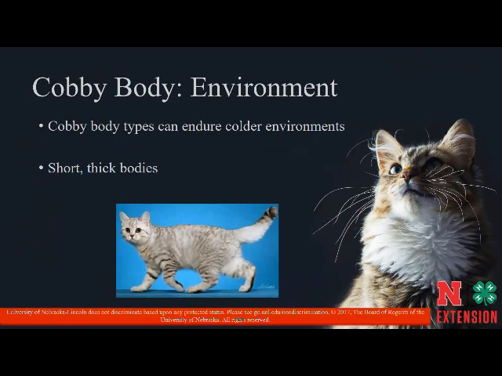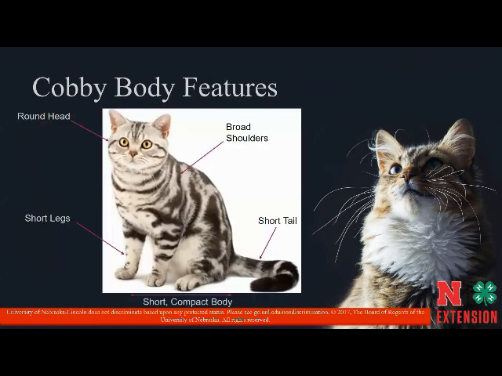So due to the environment and where they live, there are different body types. And one of them is called a cobby body. The cobby body types are built to endure colder temperatures. They have short, thick bodies. See how there's a lot of, like we would think of it as fat, but it's really insulation for them because they live in the colder parts of the world. The features of it are that it has a round head, broad shoulders, short legs, a short tail, and overall a shorter, compacter body. And that's what they call a cobby body.